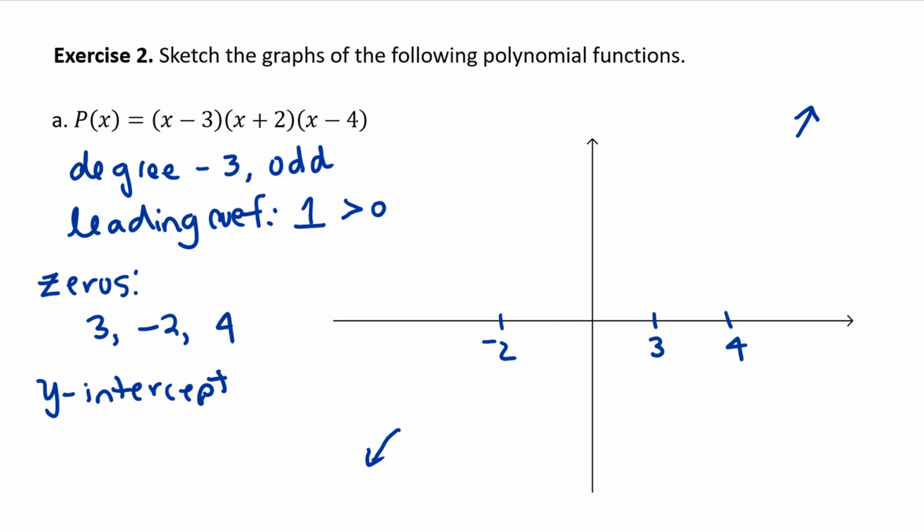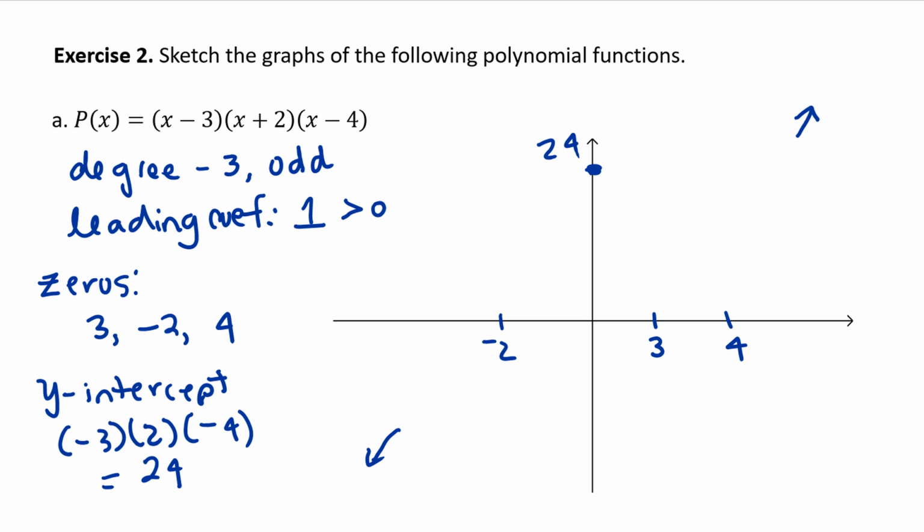And we get that by multiplying the constants together: -3 times 2 times -4. So negative and negative is positive, 6 times 4 is 24. So I'm just going to put a dot on the upper end of the x-axis and write 24.